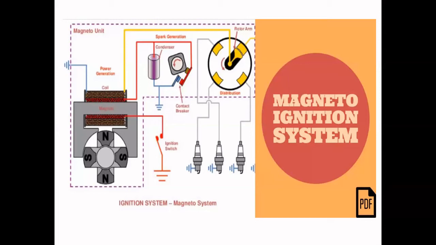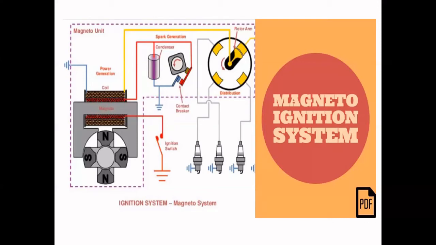The major function of this capacitor, which you are seeing on the screen: the capacitor used in the magneto ignition system is a simple electrical capacitor, in which two metal plates are separated by an insulating material with an effective distance between the two plates of the capacitor.